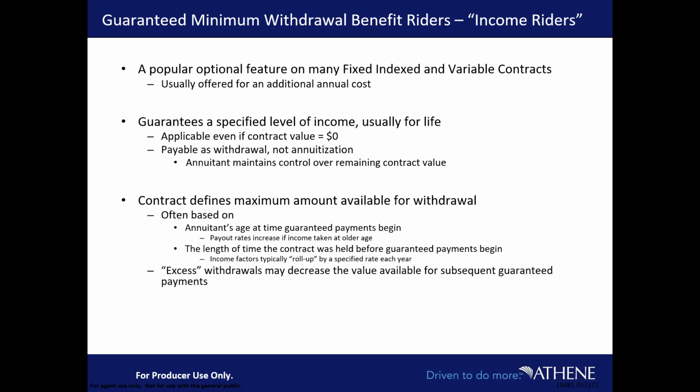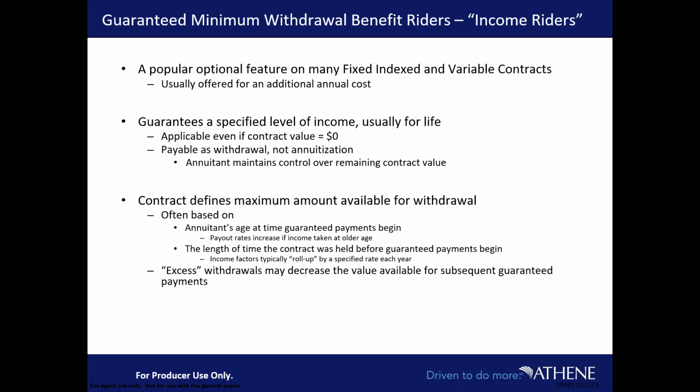So income factors generally roll up every year by a specified amount. Again, all these contracts are going to be different, so there are different ways that they will roll up. We have contracts that roll up generally for about 20 years before the client would want to take income. Of course, they can take income in certain contracts right away. Certain contracts they have to wait a specified number of years.